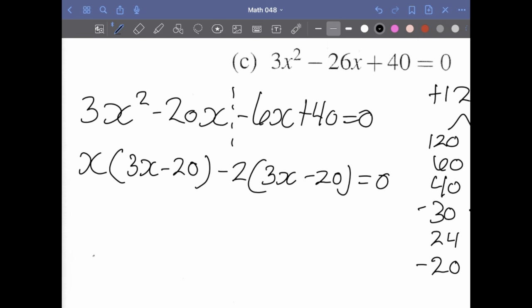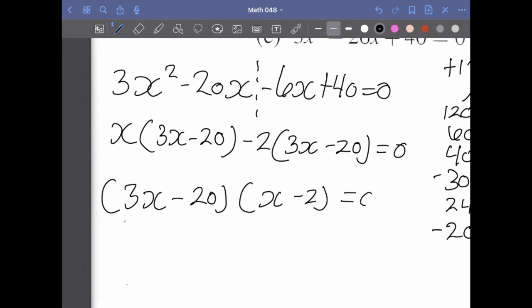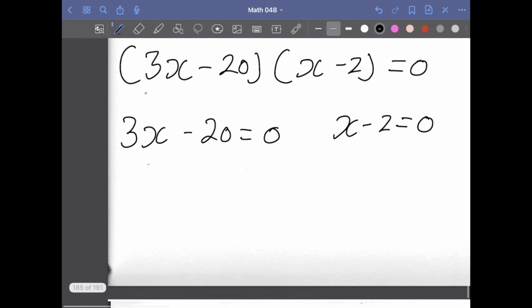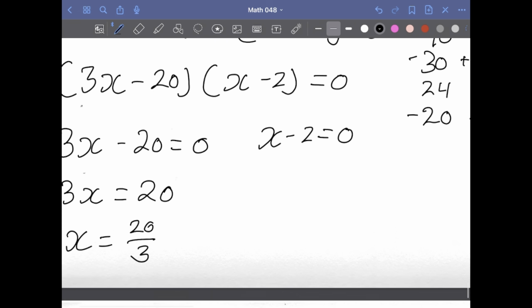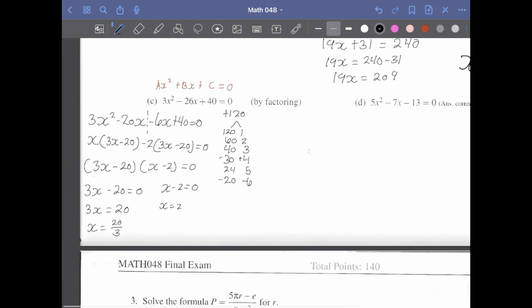Again, you know you're doing the right thing when the brackets are the same thing. So we have (3x minus 20)(x minus 2) is equal to 0. Now to solve, I'm going to set both equal to 0 and then solve for x. So 3x, when I transpose the 20, sends it over, it becomes positive. So 3x is equal to 20, divide both sides by 3. x is equal to 20 divided by 3. And then over here, all I have to do is transpose the 2, so x is equal to positive 2. Okay, and that is our answer for this one.